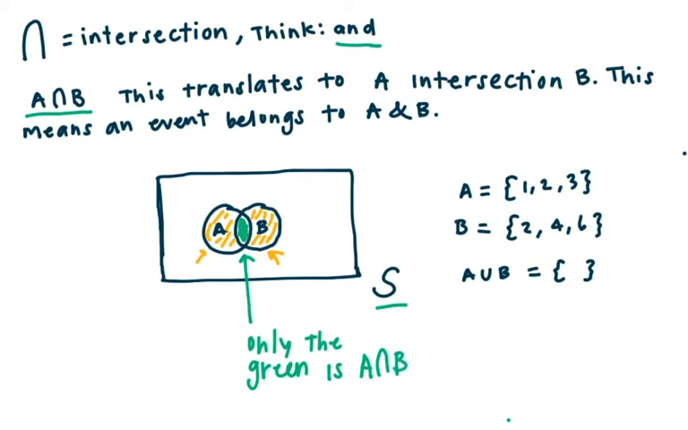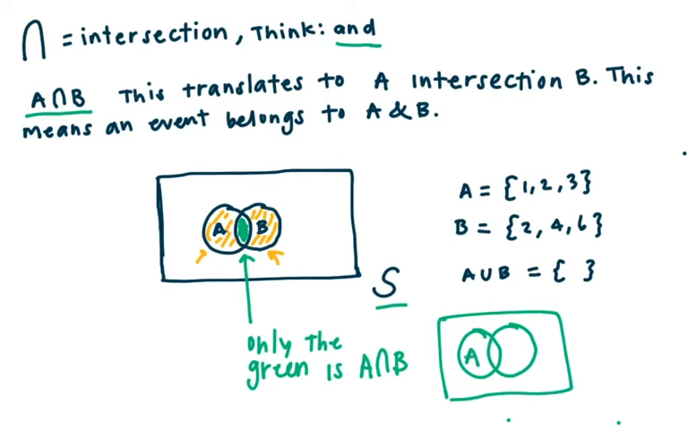So on a test or on your homework, if the teacher asks you to show what's A intersection B, you'll draw your Venn diagram in your sample space. You'll indicate what's A, what's B, and you're only going to shade in this region. And then don't forget to put S on the outside.